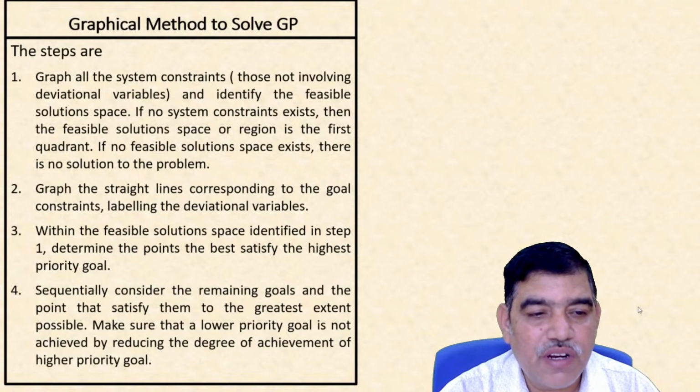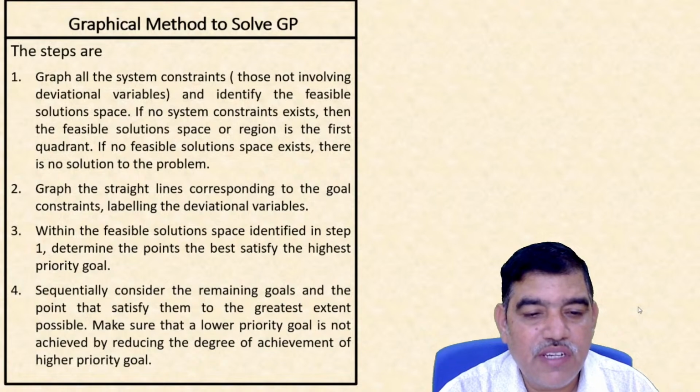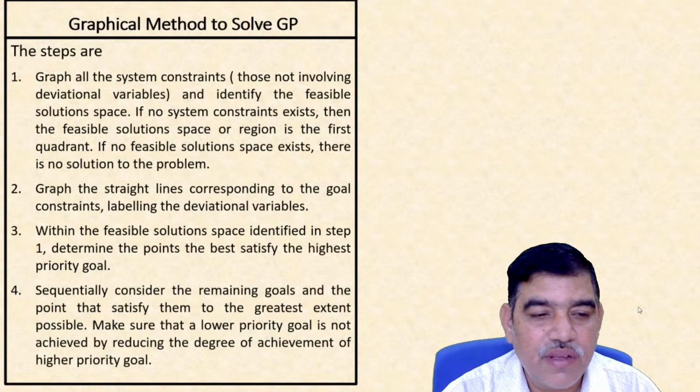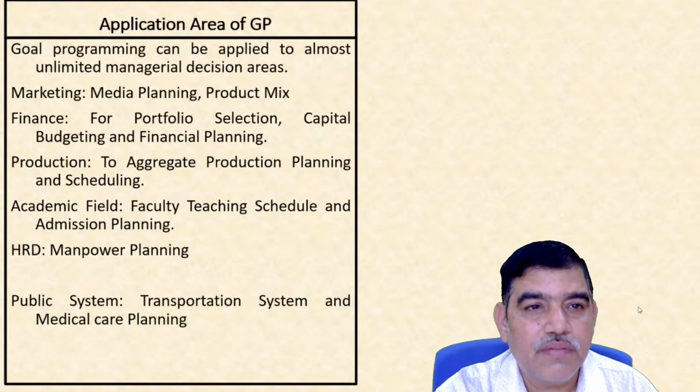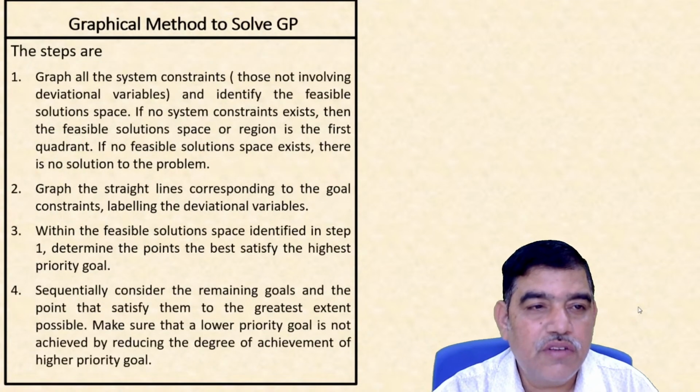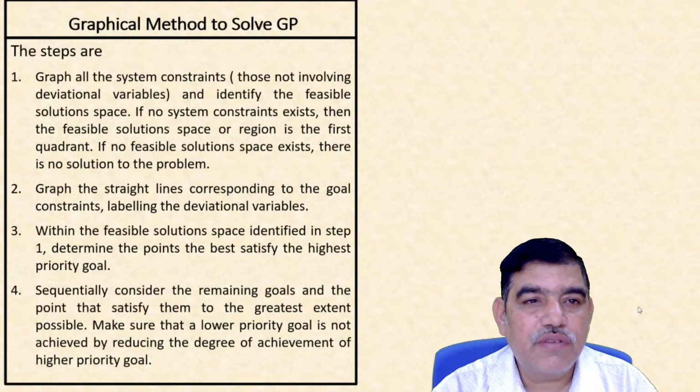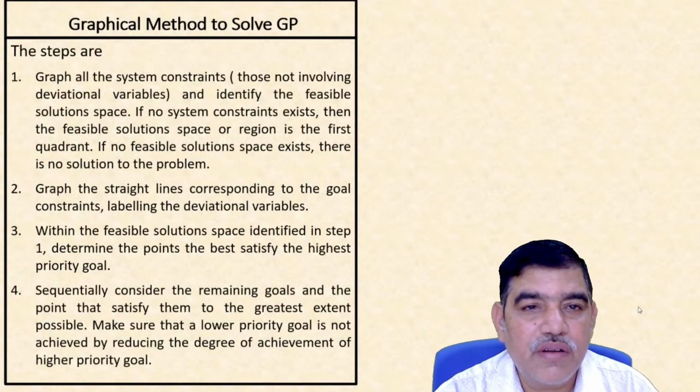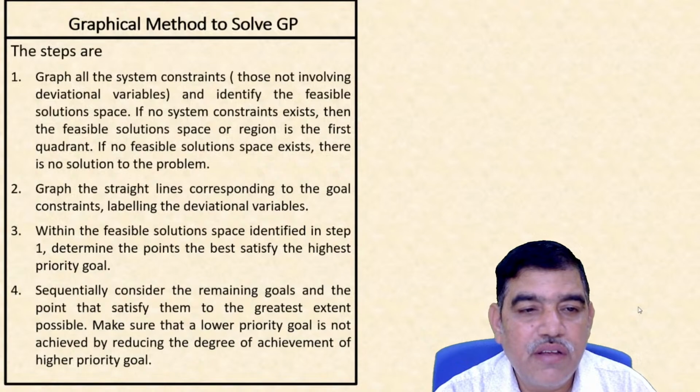The fourth point is what? Sequentially consider the remaining goals and the points that satisfy them to the greatest extent possible. Make sure that a lower priority goal is not achieved by reducing the degree of achievement of the higher priority goal. And so these are the 4 steps to solve goal programming by the graphical method.